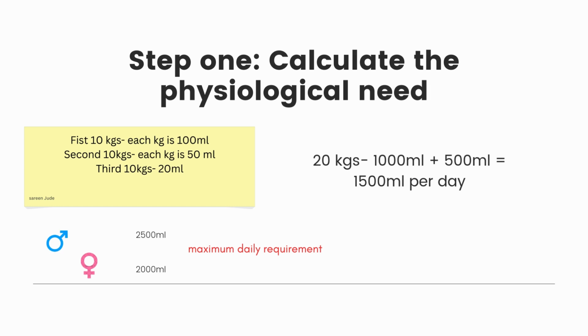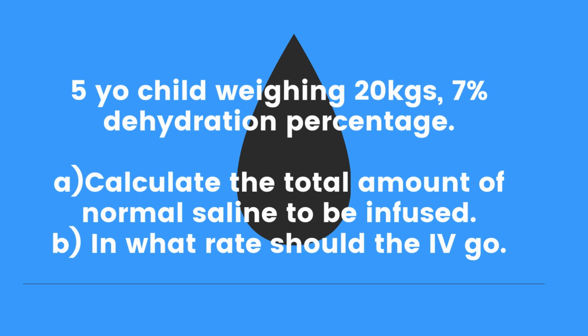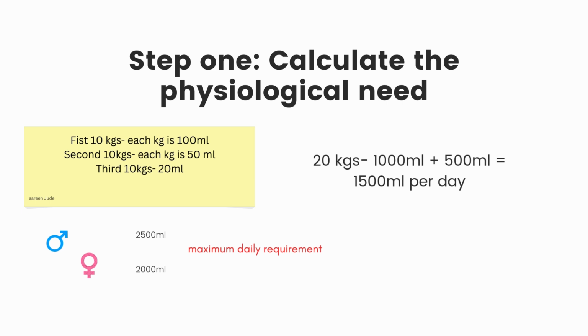First of all, the total amount of the normal saline. So, how many fluids should we give the patient? First of all, we should calculate the physiological need. There's this rule: in the first 10 kilograms, each kilogram needs 100 milliliters of fluid. The second 10 is 50 per kg, and the third 10 is 20 milliliters.